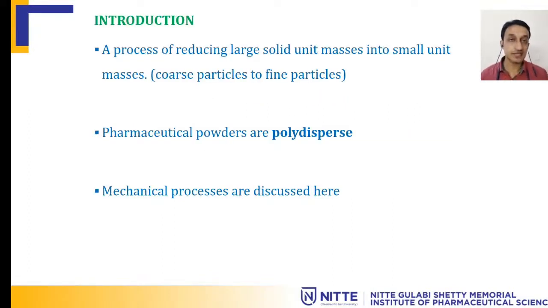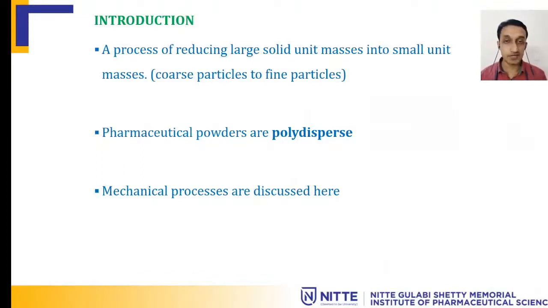Size reduction is a process of reducing large solid masses into small unit masses. That means coarse powders or particles are made into very fine powders by milling or size reduction. We know the pharmaceutical substances we get from the API manufacturer or any other bulk drug companies are many times polydispersed. What do we understand by polydispersed?